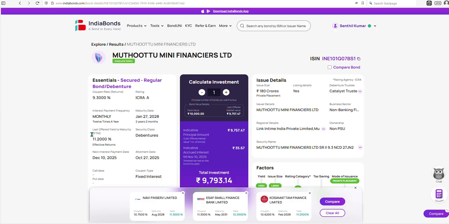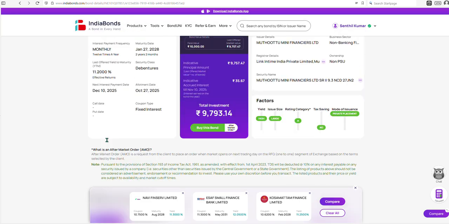But the advantage is you always look into the YTM, don't get into the coupon rate or anything. So why do you look into the YTM? That is one of the things here. So you are getting almost 11.2, which is more than your bank interest.